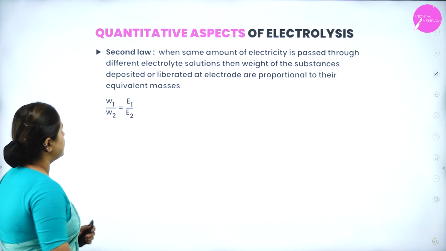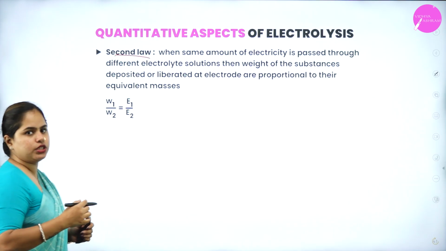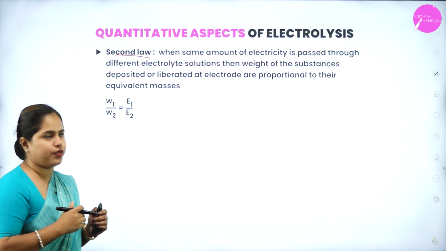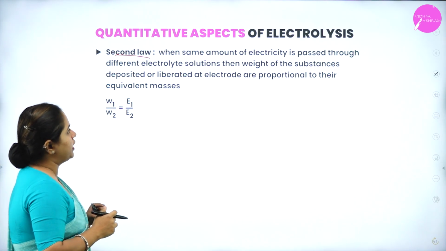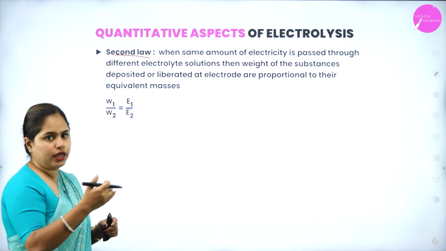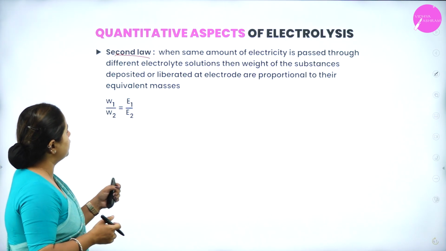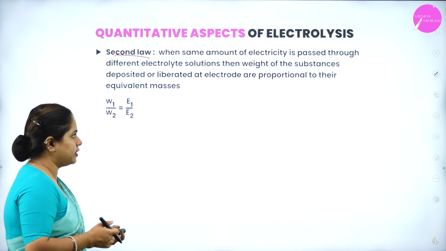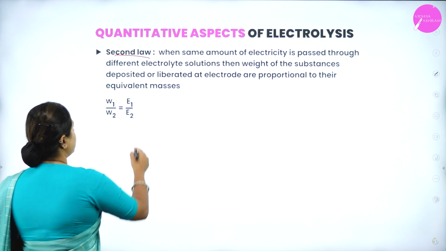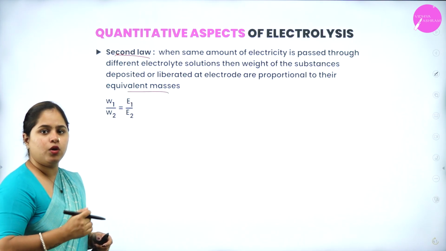Now, moving on to the second law. Okay, again the definition, that is the statement, and the equation is very important. When the same amount of electricity is passed through different electrolytic solutions, then the weights of the substances deposited or liberated at the electrodes are proportional to their equivalent masses. Okay, now what does that mean?